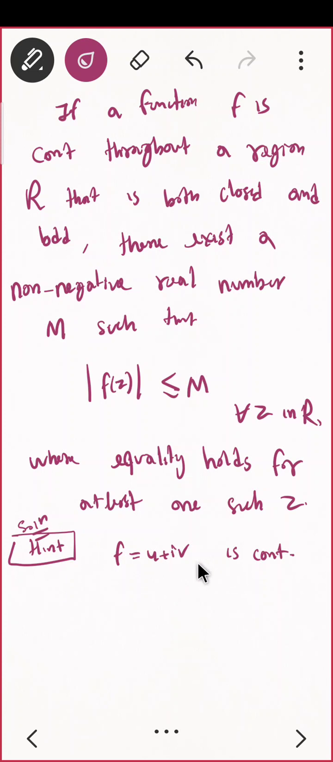So if u plus iv is continuous, that means u and v are continuous, correct? As per the theorem, that means their components should be continuous. And if u and v are continuous, what about this square root of u square plus v square? That means I'm taking mod of that function. Square root of u square plus v square is also continuous. Correct?